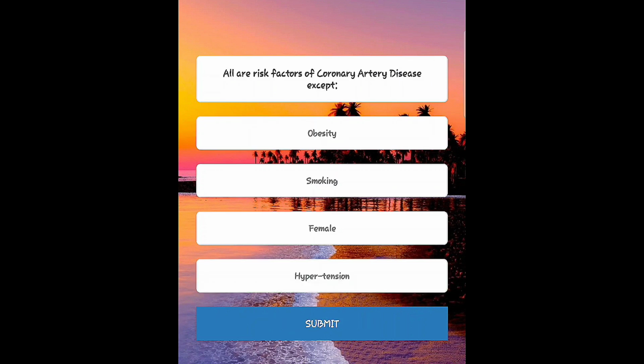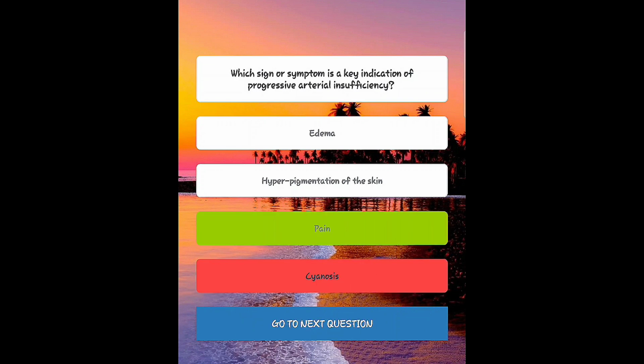All are risk factors of coronary artery disease except being a female. Option A says obesity, B says smoking, C, female, D, hypertension. So our answer is female. Which sign or symptom is a key indication of progressive arterial insufficiency? A, edema, B, hyperpigmentation of the skin, C, pain, D, cyanosis. Our option should be cyanosis. It's pain. Okay.